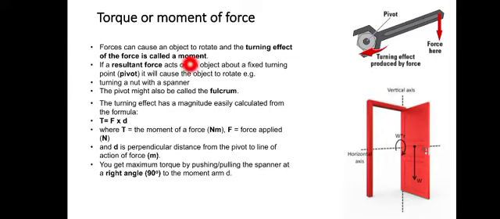The force can cause an object to rotate, and the turning effect of the force is called moment. When we apply force on an object, this force causes that object to move around a fixed point. This movement, this turning effect, this rotational effect is called the moment.